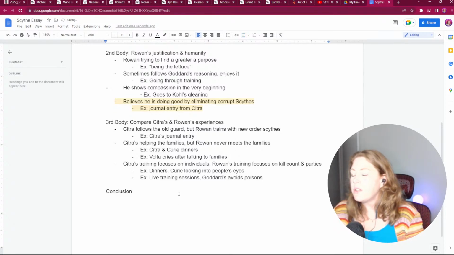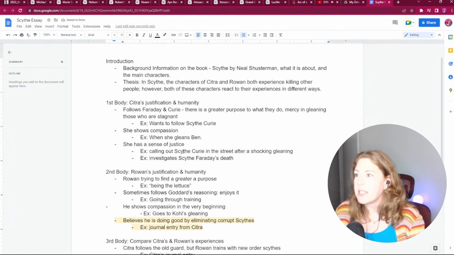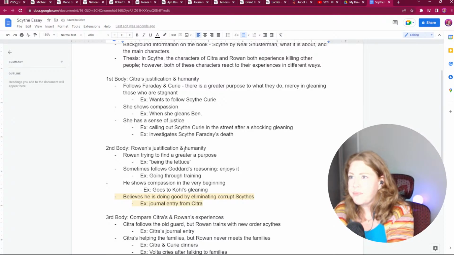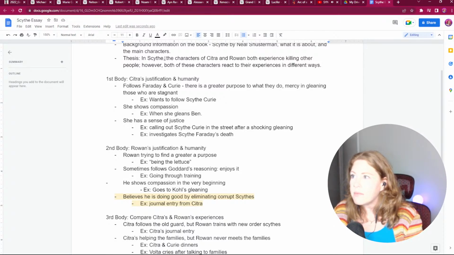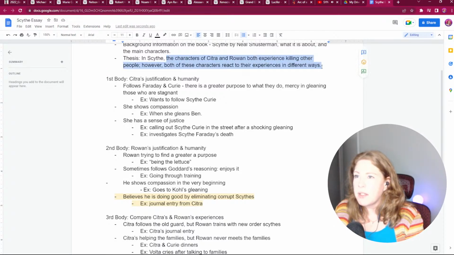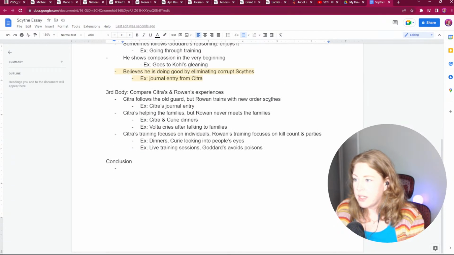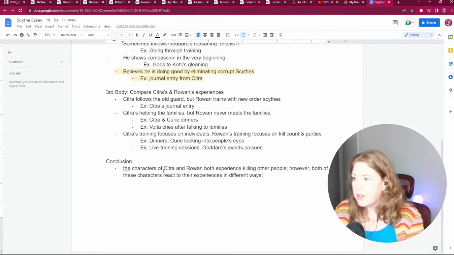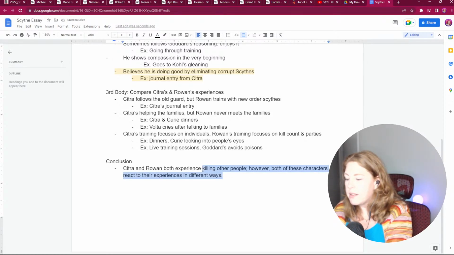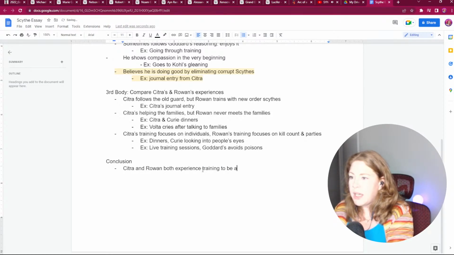Okay, so conclusion, all I really need to do in my conclusion is to just reiterate what I've kind of said, right? You have Citra and Rowan. I'm just going to copy this and then we're going to reword it down here is actually what we're going to do. Okay, Citra and Rowan both experience training to be a Scythe differently.